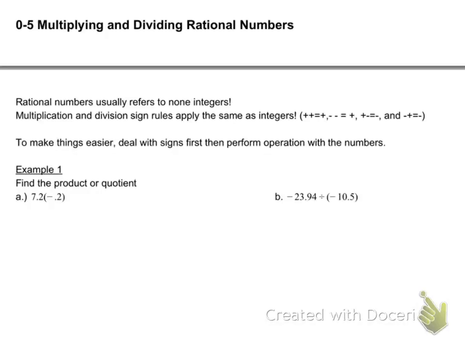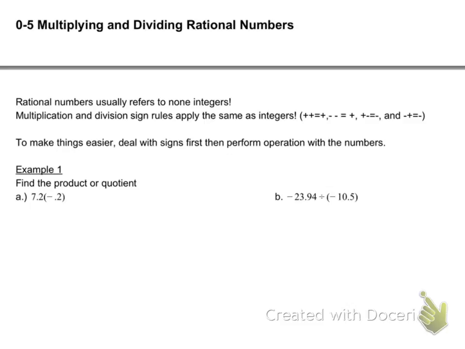So we're going to multiply and divide rational numbers now. We're basically multiplying and dividing first off with decimals. So make sure you have your calculator out, and then we'll step it up to fractions. I think multiplying and dividing fractions is actually fairly easy if you just remember the rules.